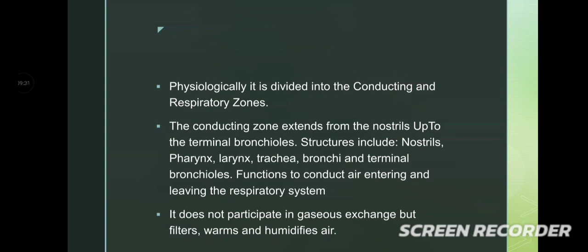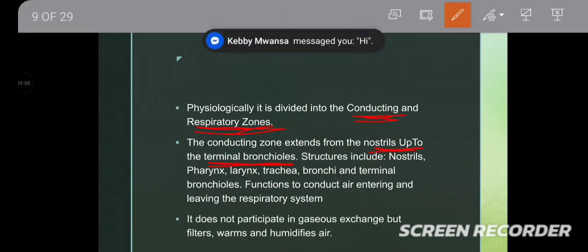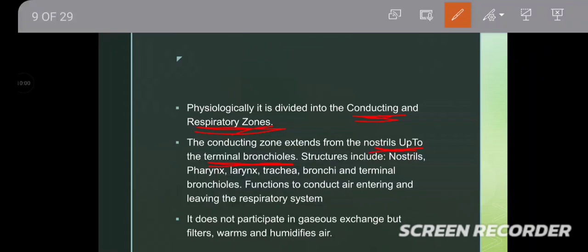Now, physiologically, the respiratory system is divided into the conducting zone and the respiratory zone. Conducting zone and the respiratory zone. That is the physiological classification of the respiratory system. The conducting zone extends from the nostrils up to the terminal bronchioles. That is the conducting zone.